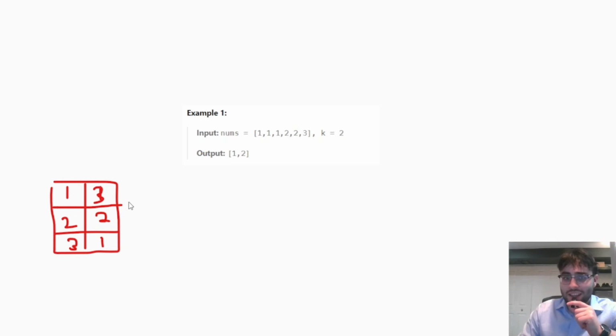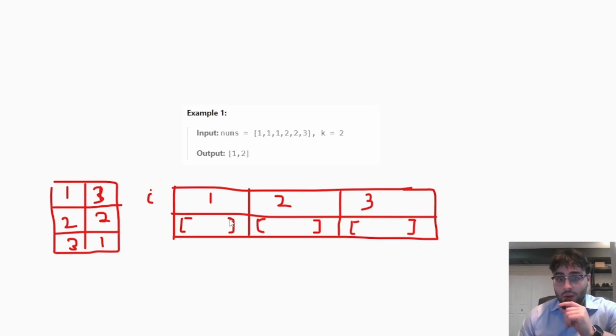The way we achieve a linear time solution is by using a bucket sort algorithm. For our case, the bucket sort algorithm will basically look something like this. The indices will represent the frequency of the element. So at the first position, we're going to have all the elements with a frequency of 1. At the second position, we'll have all the elements with a frequency of 2.